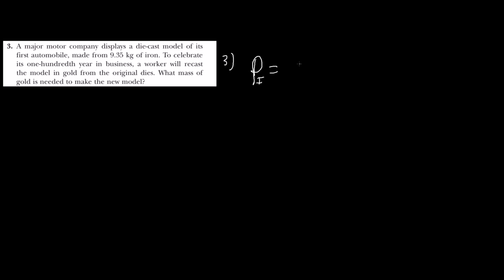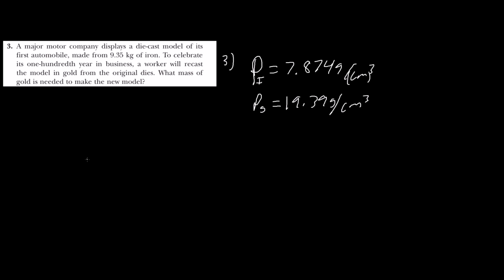So the density of the iron is going to be 7.874 grams per centimeter cubed. And the density of the gold is going to be 19.39 grams per centimeter cubed. There we go. So the question is asking what mass of the gold is needed to make the model.